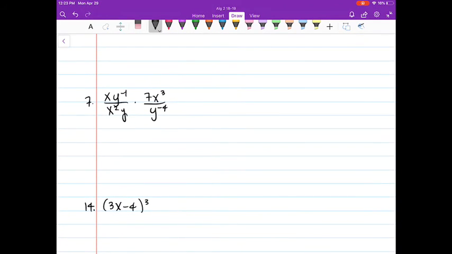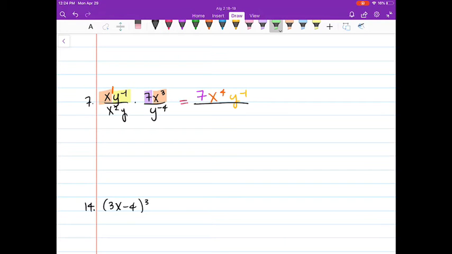Last exponent property question, xy to the negative 1st over x squared y times 7x cubed over y to the negative 4th. There are multiple correct first steps here. I'm just going to go ahead and multiply all the way across the top and all the way across the bottom. If you want to reduce first or move things around first, be my guest. So across the top, we're going to have that 7 that nothing's going to combine with. And then x to the 3rd and that x over there, we're going to add our exponents. So we'll have x to the 4th. And then y to the negative 1st, I guess I'll leave that here for now. It's not going to stay though. Our negative exponent needs to move to the denominator eventually.